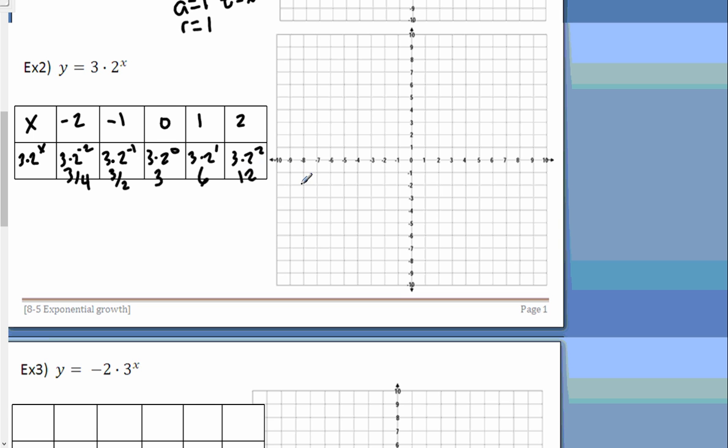And I just graphed those. -2 is going to be 3/4, so about right there. -1 is going to be about 3/2, which is 1.5, about right there. 0 is 3, so it's here. Right now it looks straight, but it actually isn't, okay? 1 is 6, see that? It's getting big really quick. And 2 is 12, which is off my paper already.